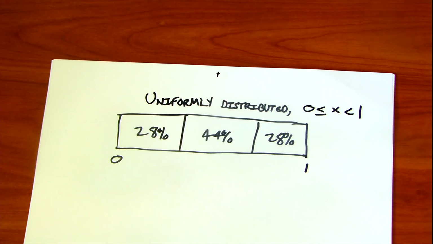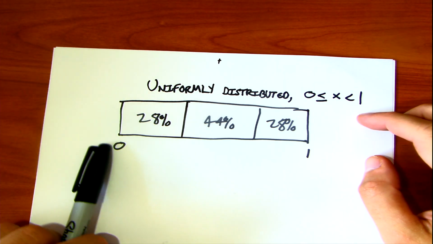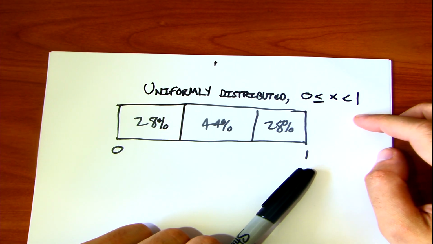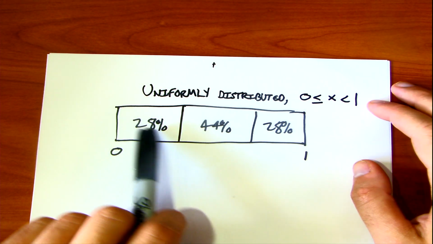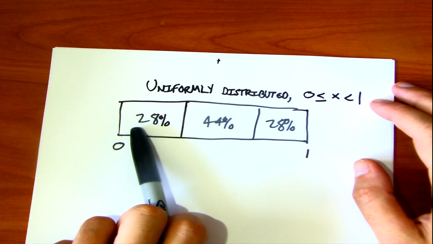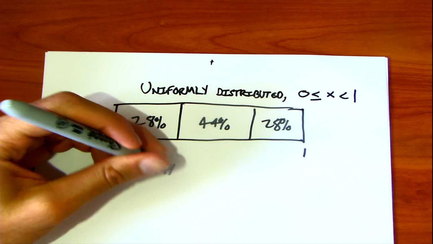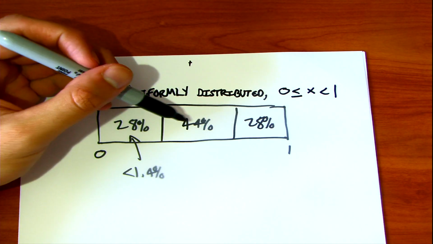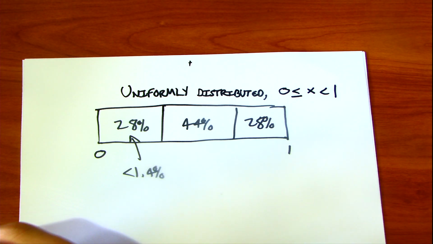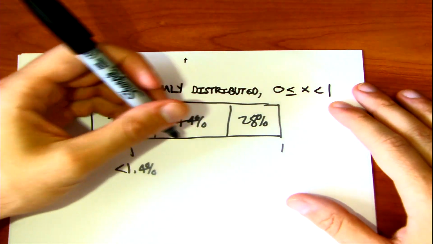Okay. So if I look at it graphically, I've cut up all of the numbers that could be generated by this uniformly distributed random number generator into these boxes. So 28% of them have to land here, and that corresponds to my porosity being less than 1.4%. 44% of them have to end up here, 28% of them have to end up here. These are all different ranges of porosity.